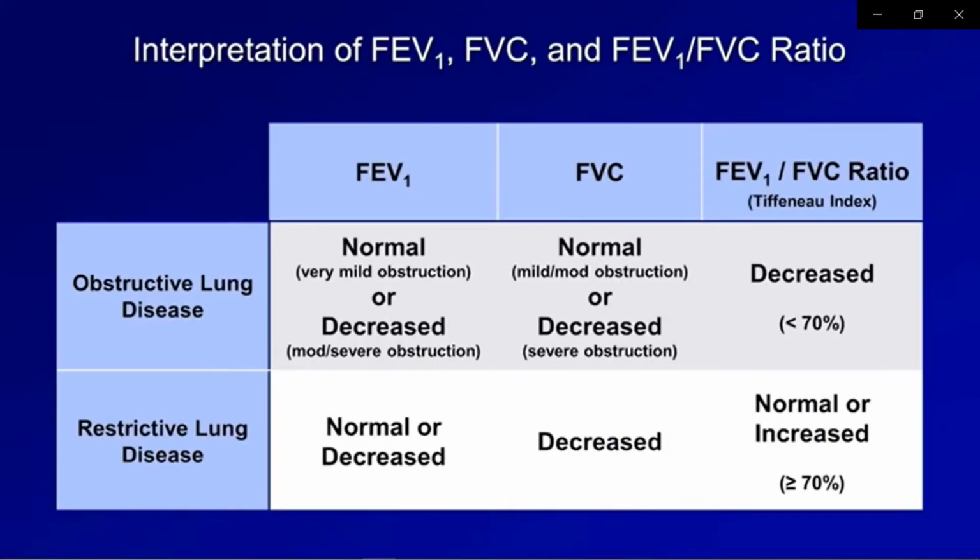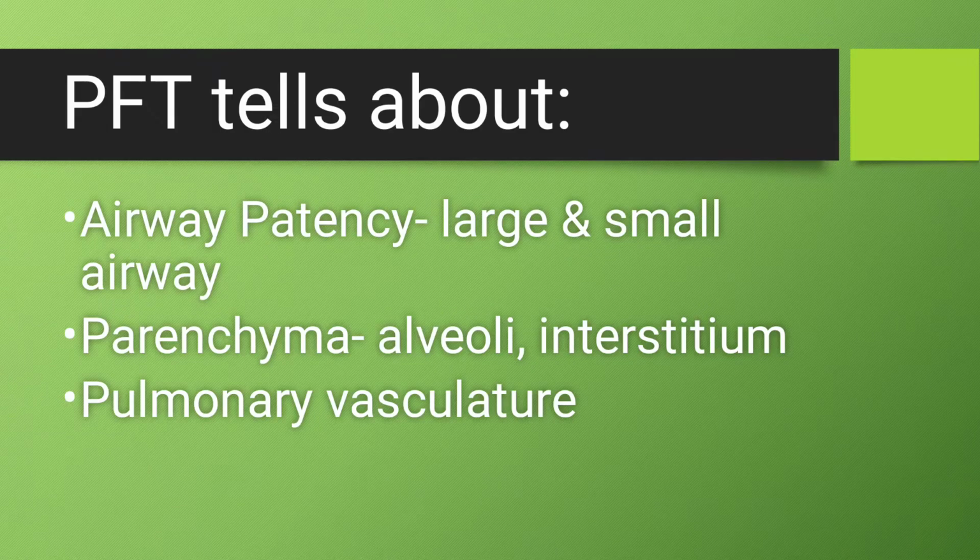Now, if we suspect that the patient has obstructive lung disease, the FEV1 is normal or decreased. If the FEV1/FVC ratio is less than 70%, that means the person is suffering from obstructive lung disease. But in case of restrictive lung disease, as the FEV1 and FVC decrease proportionately, there will be no change in the ratio. So the ratio will either be normal or it may be increased.